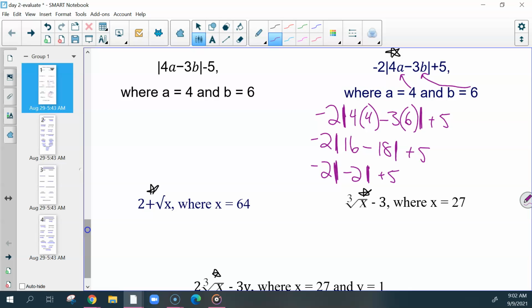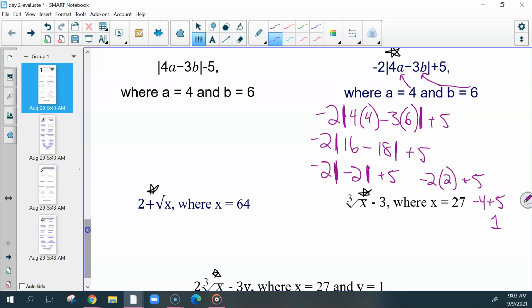Remember that absolute value measures distance. So once there are no more operations, you can mathematically change that to a positive number. And this is saying this is 2 away from 0. And then continue to simplify. Negative 2 times 2 is negative 4. Negative 4 plus 5 is 1. So anytime there's no more operations after you're done, it can just go positive, no matter what it is.